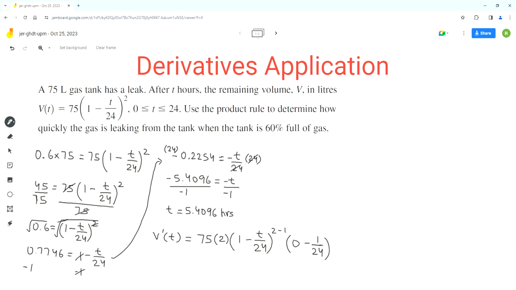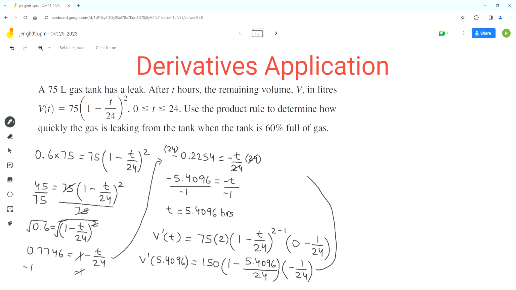Now we can sub in t as 5.4096 because that's the time at which we have to find the rate of change. So we get V prime of 5.4096 equals, so 75 times 2 is 150 times (1 minus 5.4096 over 24) and then exponent 1, but we don't write 1 as an exponent, and then times, so 0 minus 1 over 24 is just minus 1 over 24.